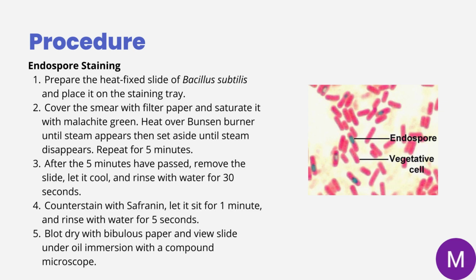Endospores appear greenish in color while vegetative cells appear red. The difference between the two is that a vegetative cell is a living active cell that could reproduce, while an endospore is a spore in a capsule that is resistant to harsh conditions.